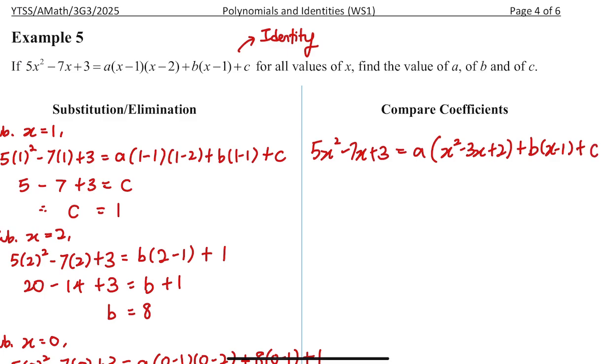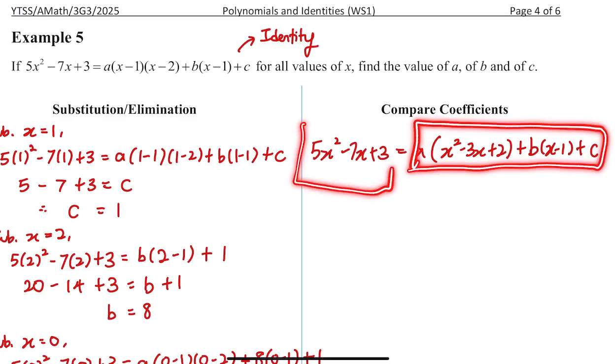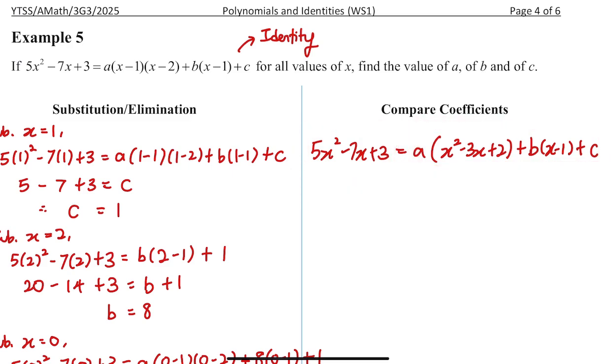So what does comparing coefficient mean? We will think of how to expand out everything, then compare with the left side over here. Okay, so over here, I don't need to expand out everything because it may get very long. All I need to do is observe.